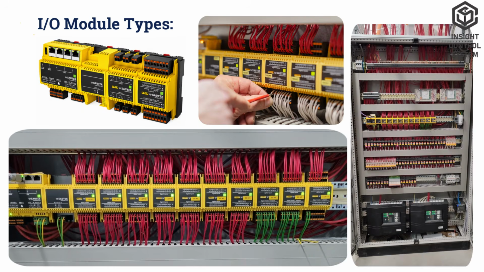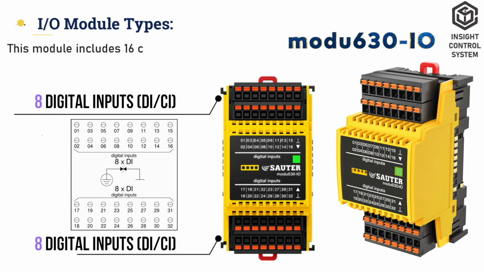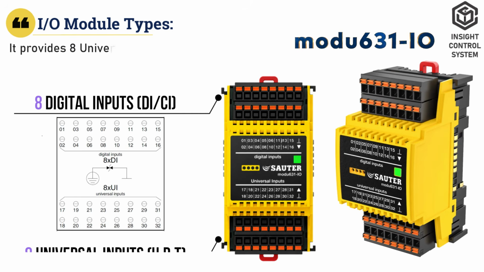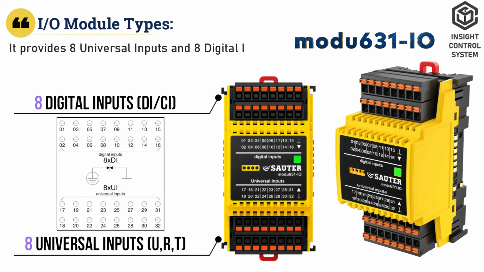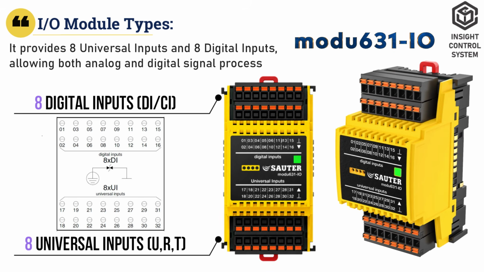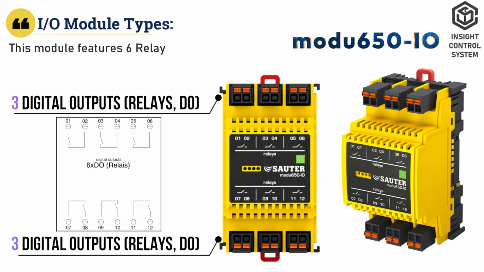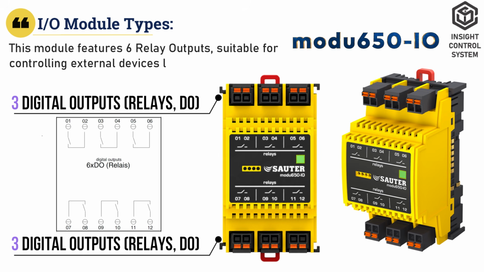I/O module types. Module 630I/O. This module includes 16 channels, which can be used as digital inputs or counter inputs. Module 631I/O. It provides 8 universal inputs and 8 digital inputs, allowing both analog and digital signal processing. Module 650I/O. This module features 6 relay outputs, suitable for controlling external devices like motors or valves.